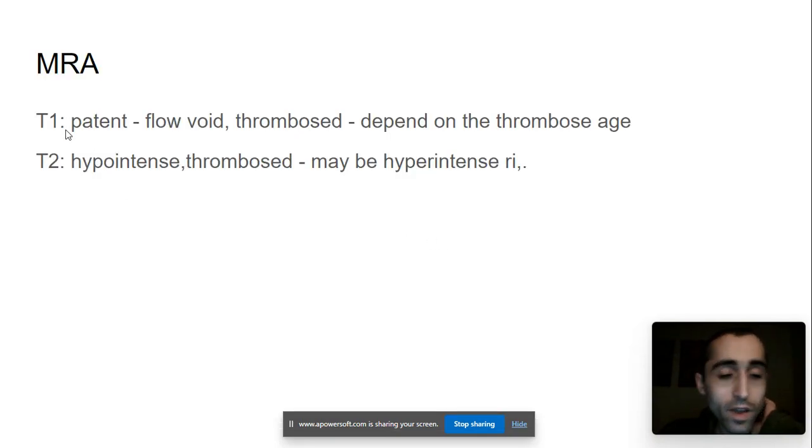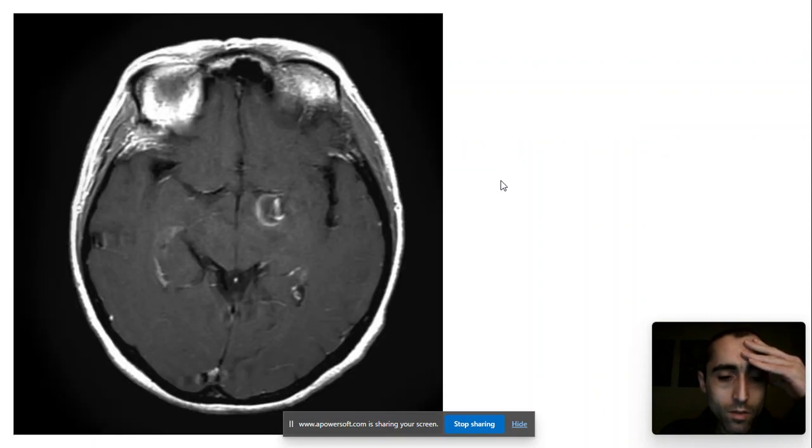Now, MRA, okay, usually the contrast is in T1. In T2, you will see here hypointense, and in thrombus, you may have a lesion with a rim hyperintense. In T1, usually with contrast, if the aneurysm is patent, you will see flow void. If there is thrombus, it depends on the thrombus age. This image is not very good. It looks like a rim enhancement with the thrombosed aneurysm. Except for this, I don't have much to say.